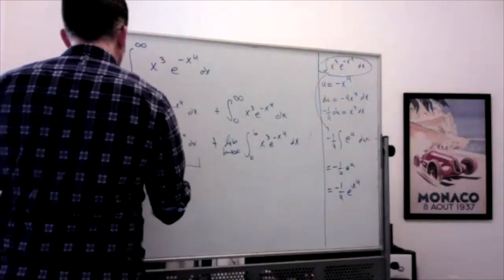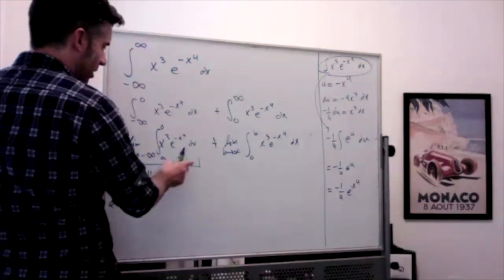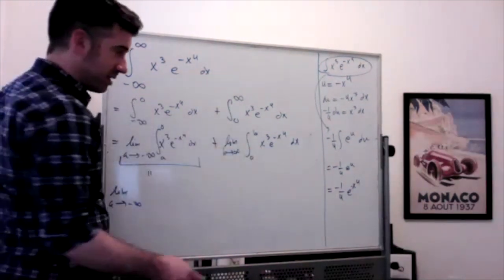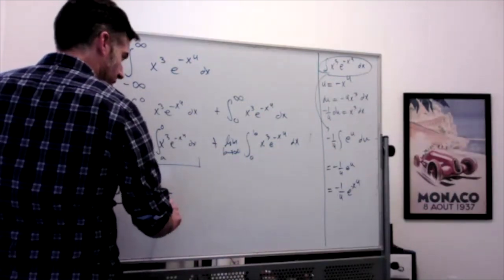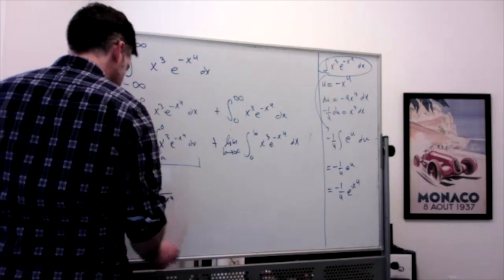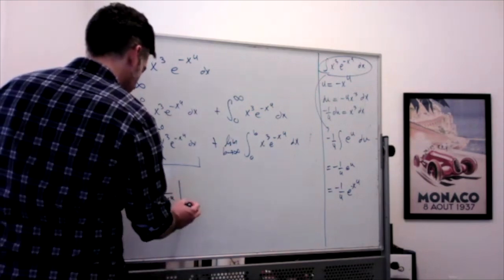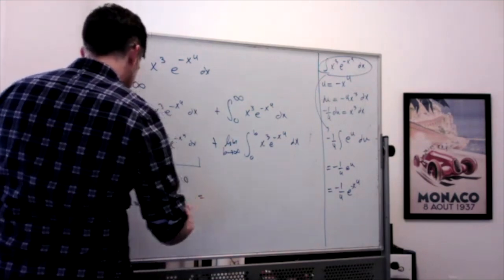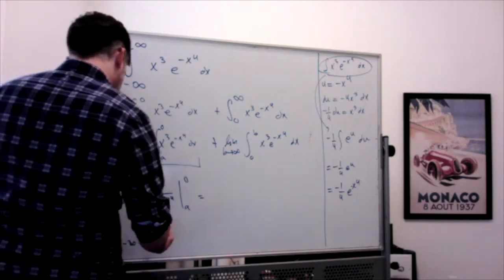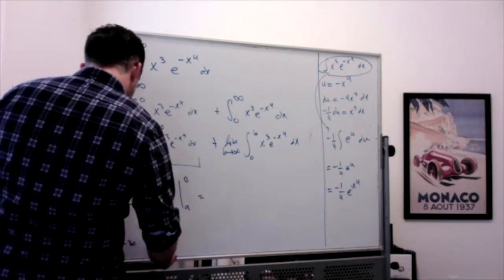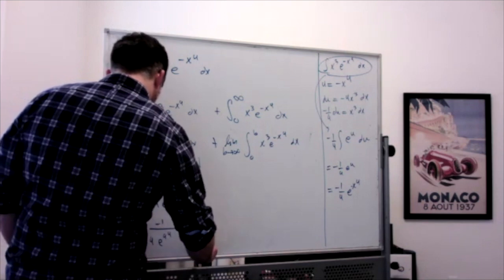This one is equal to the limit as a goes to minus infinity of the integral of this, which we know is negative 1/4 e to the negative x to the 4th. Whereas I'm going to write negative 1 over 4 e to the x to the 4th. And now from a to 0. And that's going to equal the limit as a goes to minus infinity of negative 1 over 4 e to the a to the 4th minus negative 1 over 4 e to the 0th.